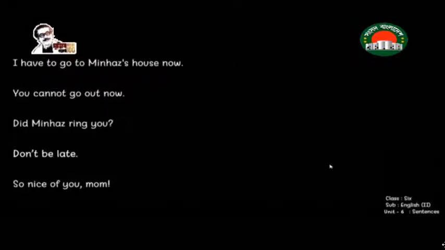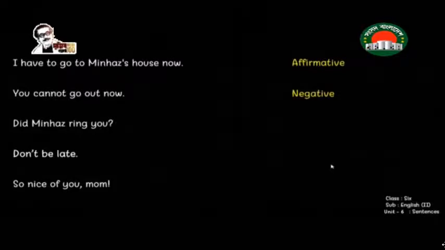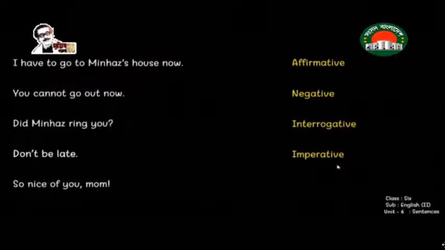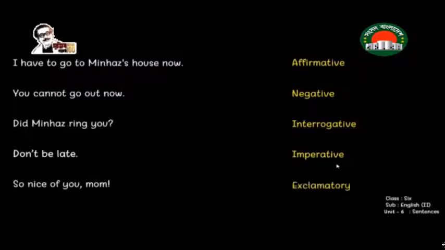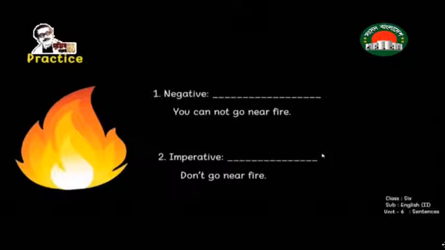I have to go to Minhaj's house now. It is an affirmative sentence. You cannot go out now is a negative sentence. Did Minhaj ring you? An interrogative sentence. Don't be late, imperative sentence. And so nice of you, Mom, exclamatory sentence. I think certainly you have done a great job.